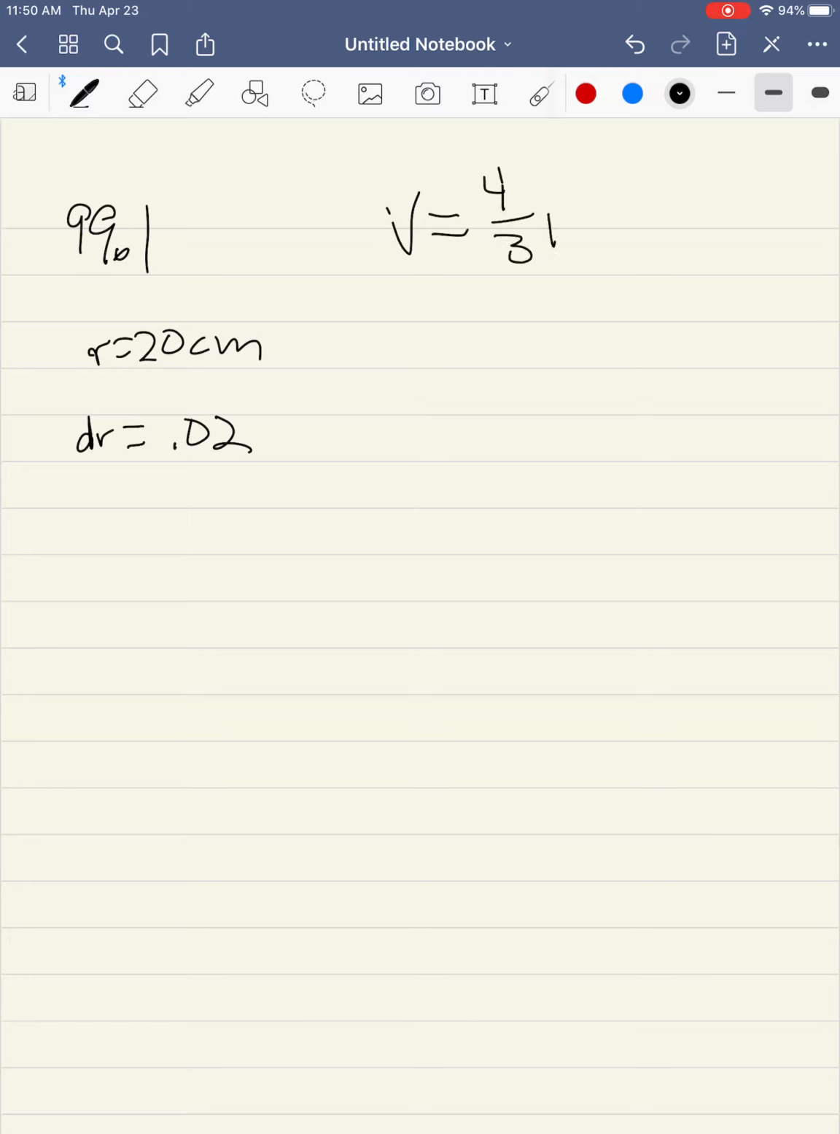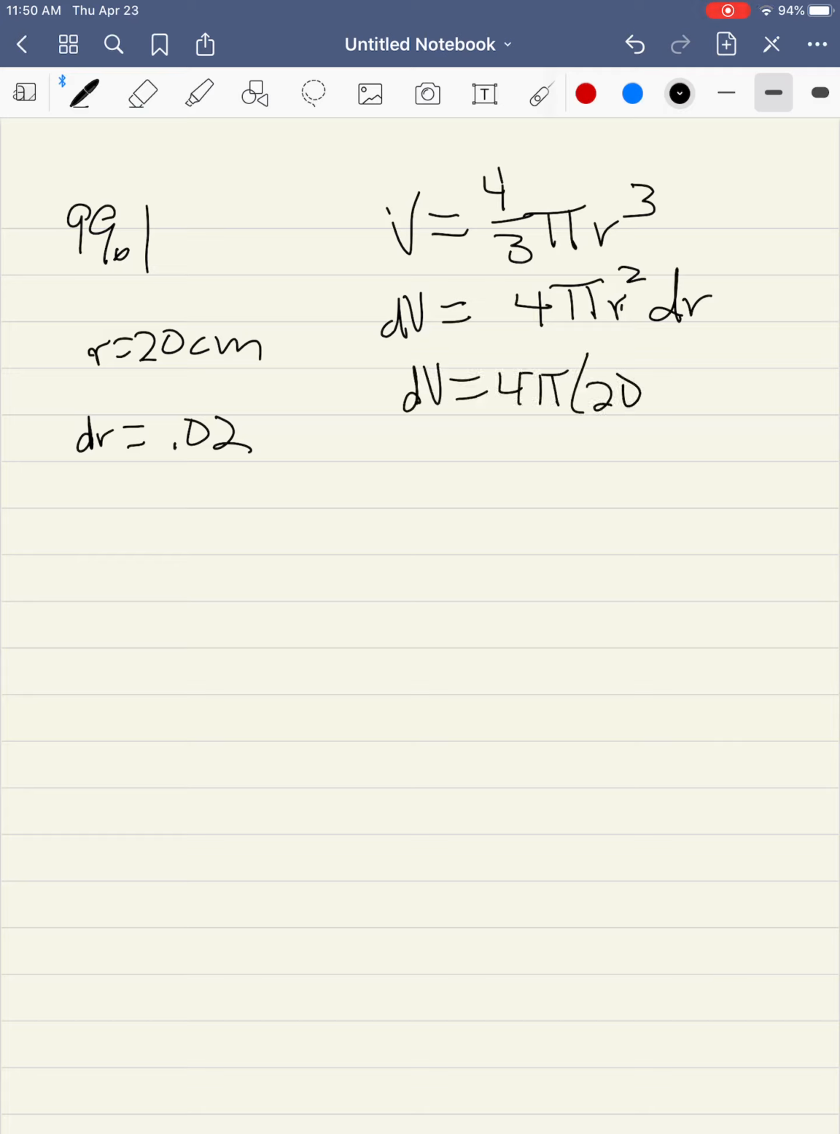So the formula for the volume of a sphere is 4/3 pi r cubed. And we just take the differential of this, so the change of volume will be equal to 4 pi r squared dr. The radius was 20 to begin with, that's r. The difference in the volume will be 4 pi times 20 squared times dr, and the difference in the radius is how much of the coating they're going to apply, so 0.02.